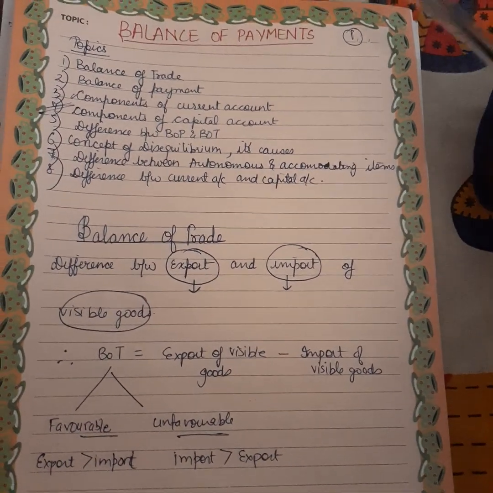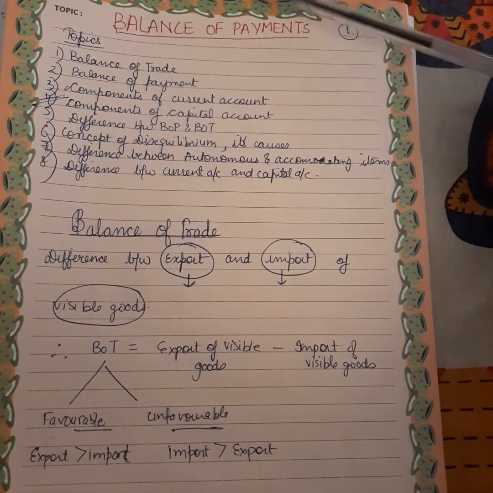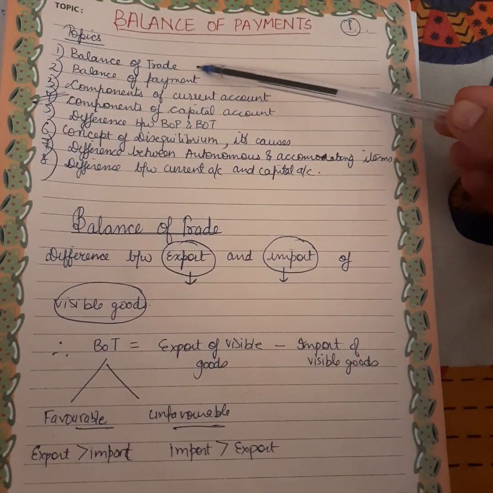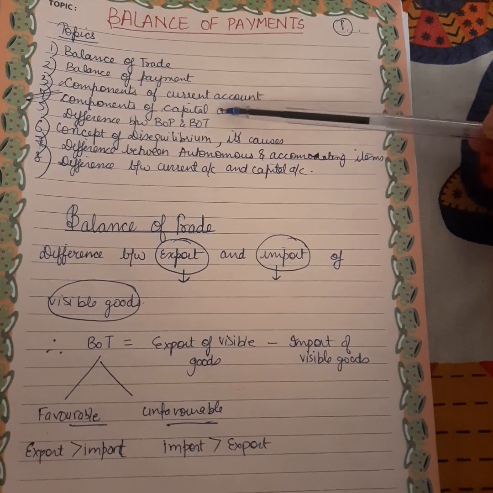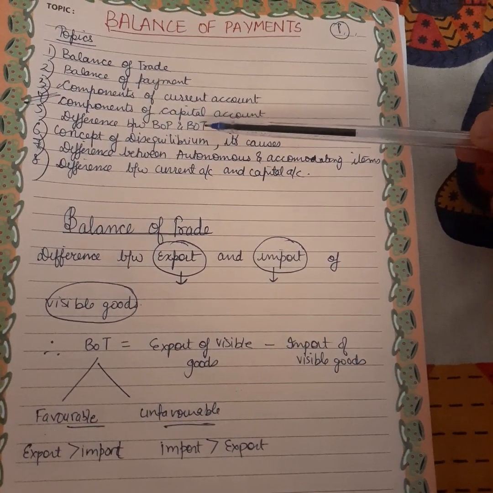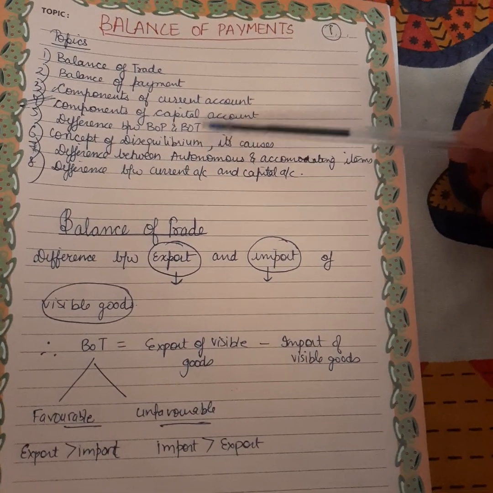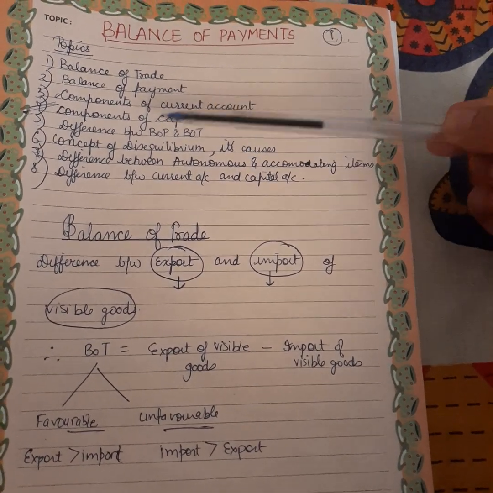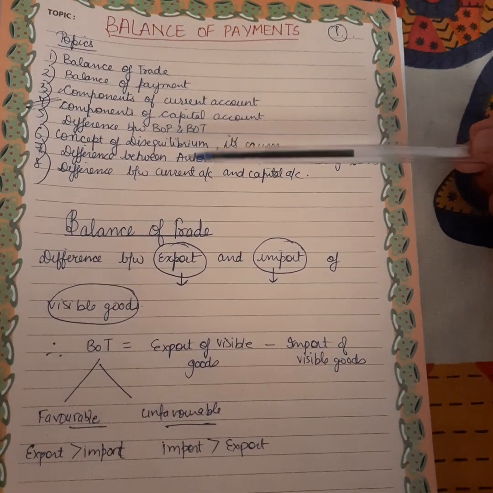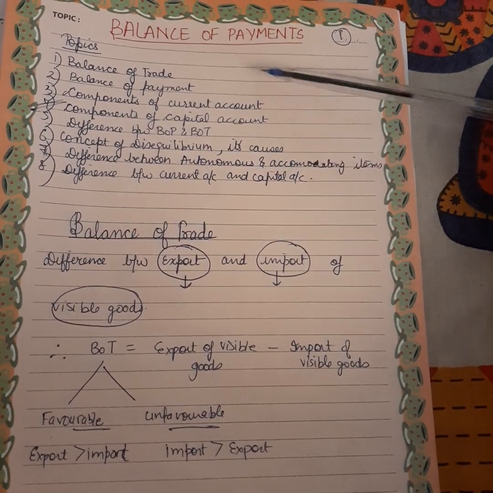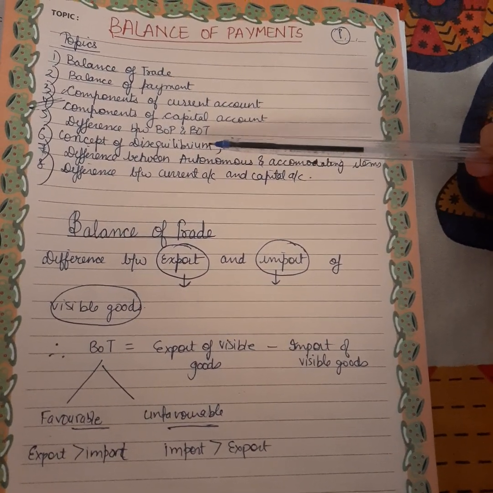Good morning, students. We are going to start with the new chapter Balance of Payments. We are going to cover the topics balance of trade, balance of payment, components of current account, components of capital account, difference between balance of payment and balance of trade, concept of disequilibrium and its causes, difference between autonomous and accommodating items, and last we'll be covering difference between current and capital account. These 8 topics we are going to cover. Apart from this, we are going to cover hot questions as well.